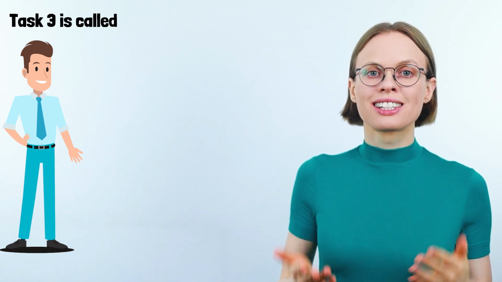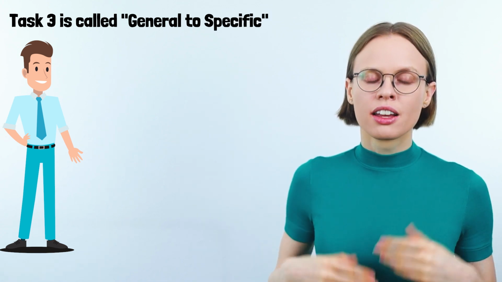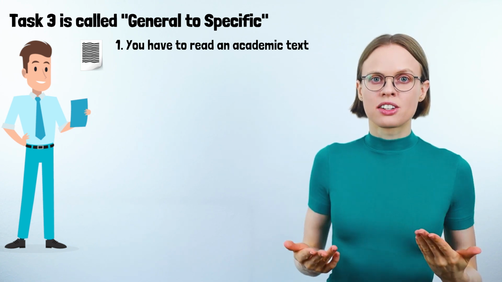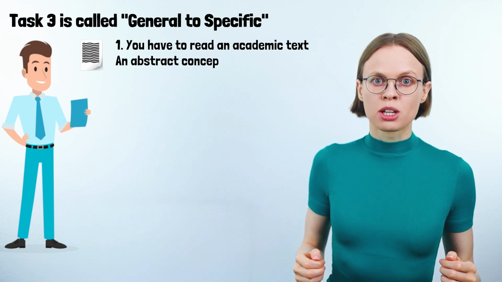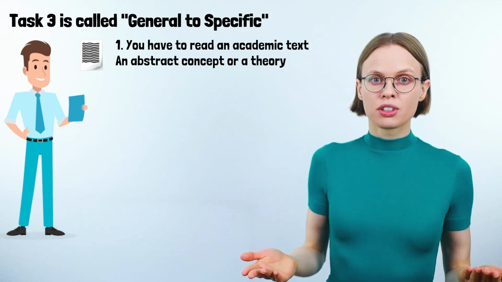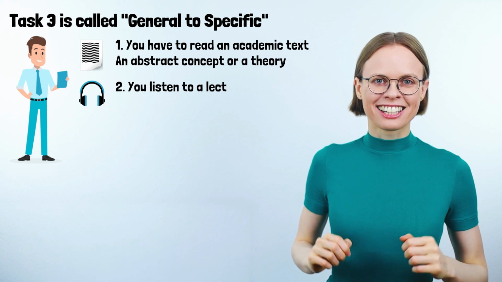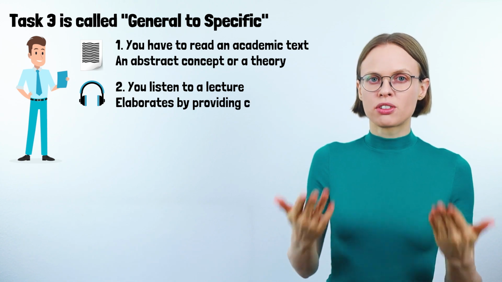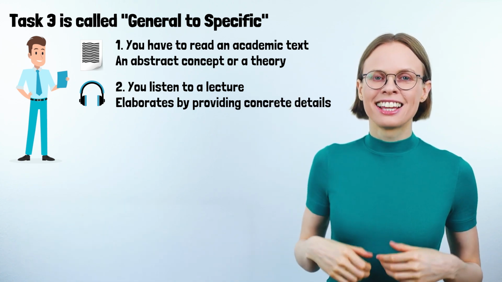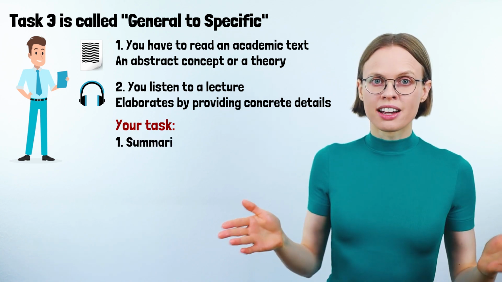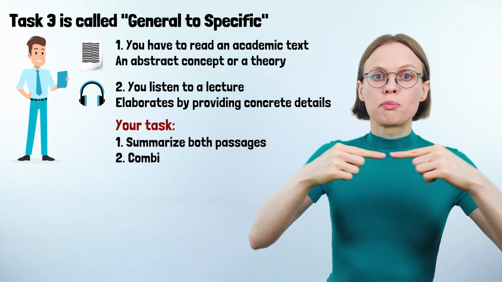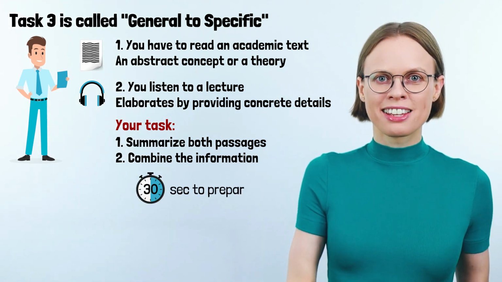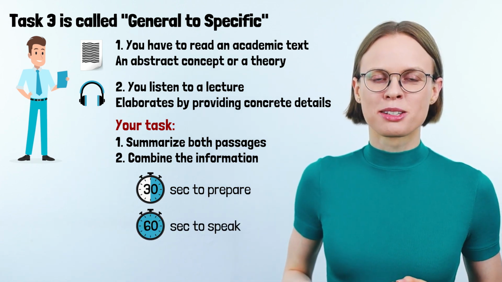Task 3 is called general to specific. First, you have to read an academic text. The passage explains an abstract concept or a theory. After that, you listen to a lecture. The lecturer elaborates on this concept or theory by providing concrete details. Your task is to summarize both passages and to combine the information from both. You have 30 seconds to prepare your answer and 60 seconds to speak.